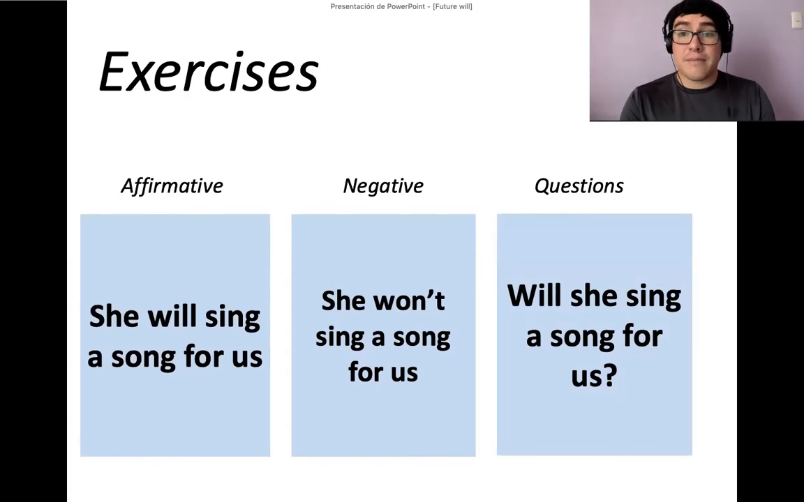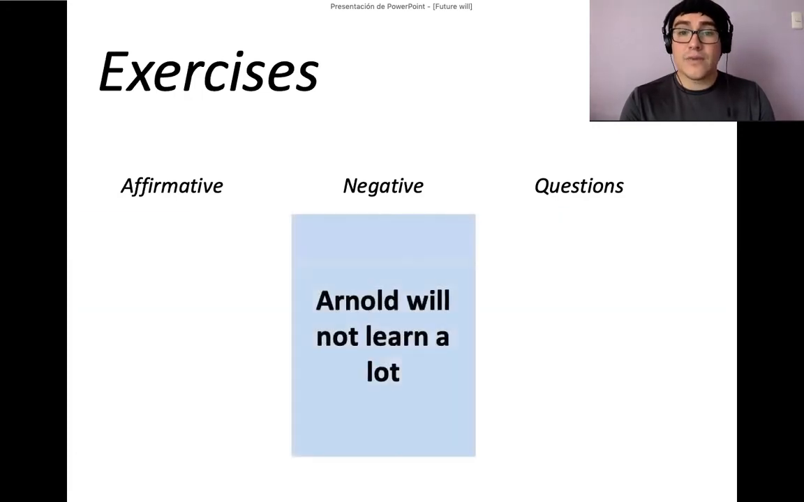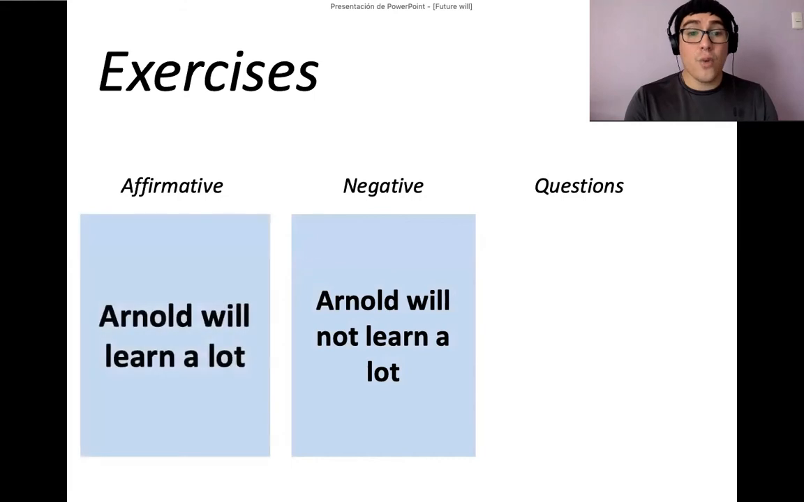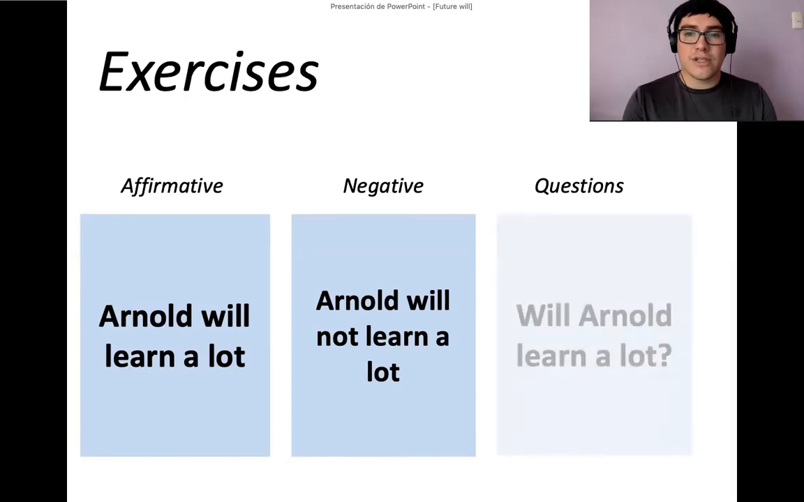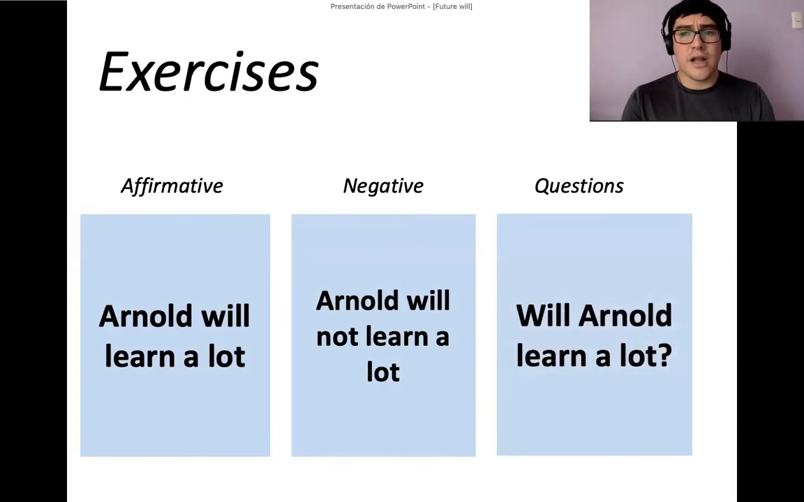Let's look at a different example now. In this case, we have the negative. Arnold will not learn a lot. Can you tell me the affirmative? So the affirmative is, Arnold will learn a lot. What's the question? Can you tell me the question? So the question is, will Arnold learn a lot?